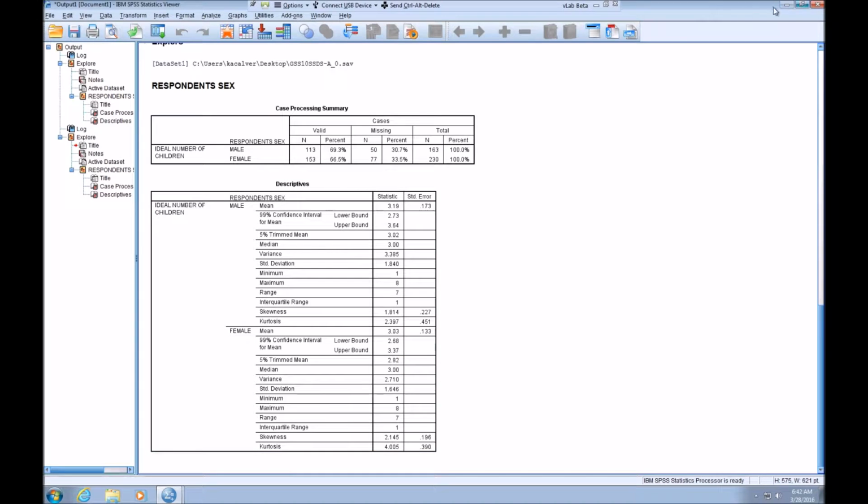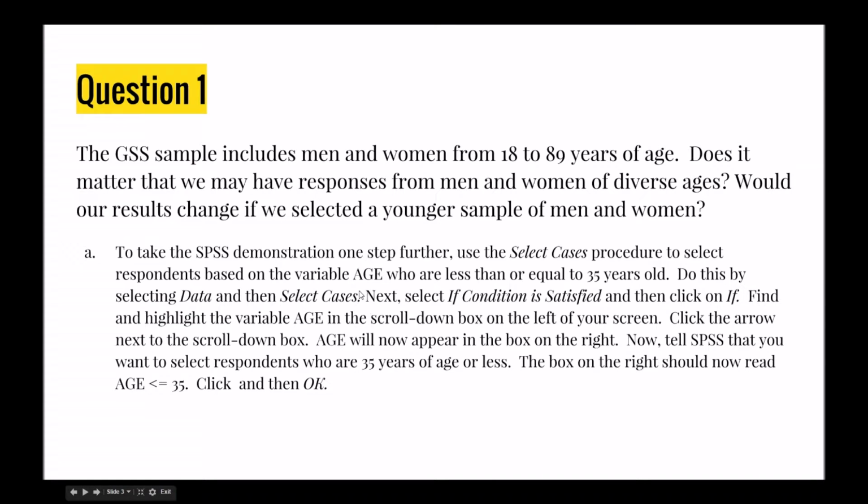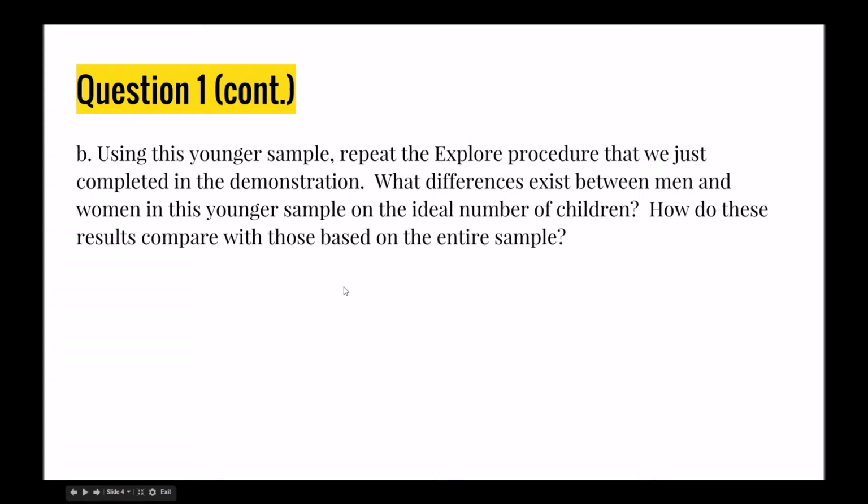So at this point, we go on to the second part of question 1. Using this younger sample, repeat the Explore procedure. Okay, so we just did that. What differences exist between men and women in this younger sample on the ideal number of children? And how do these results compare with those based on the entire sample? So using what you've learned in class, you need to analyze the data that SPSS has just produced for you.